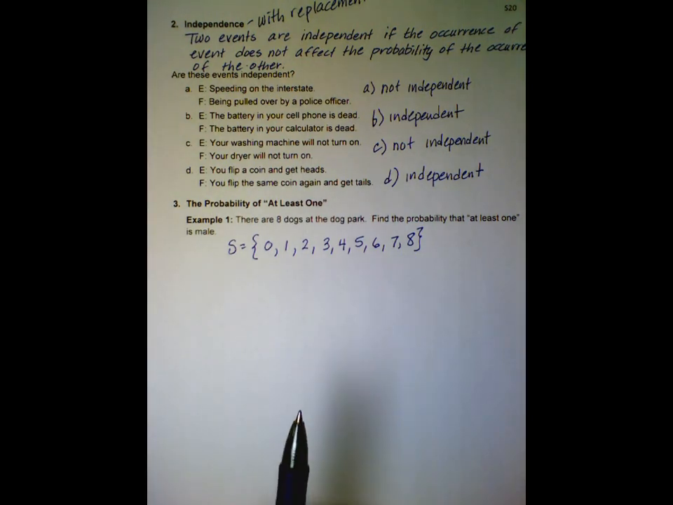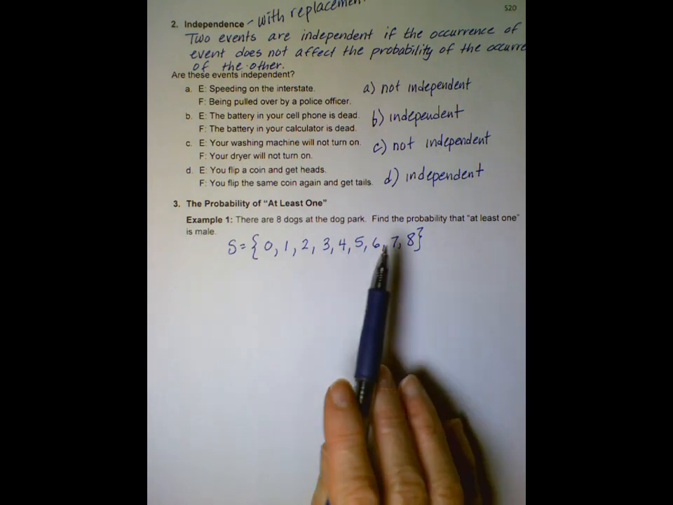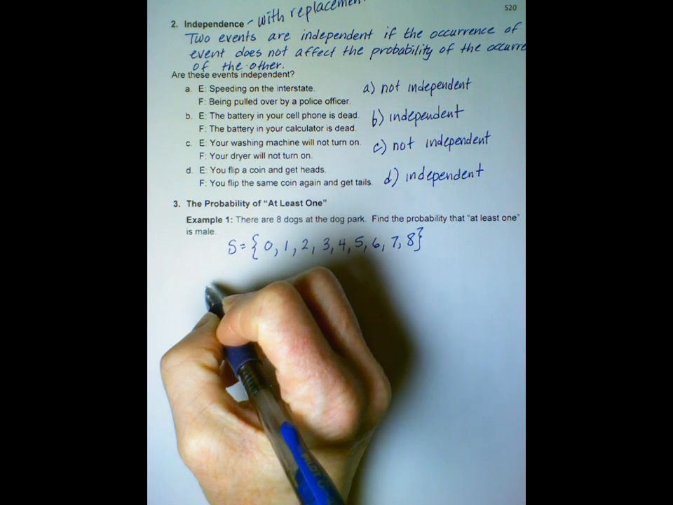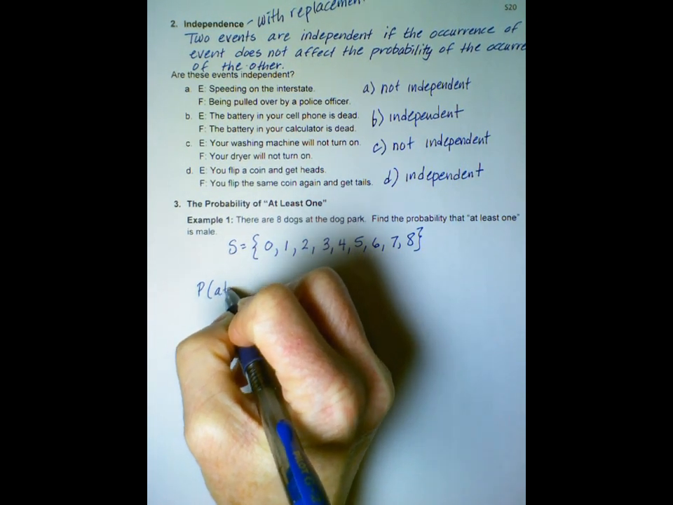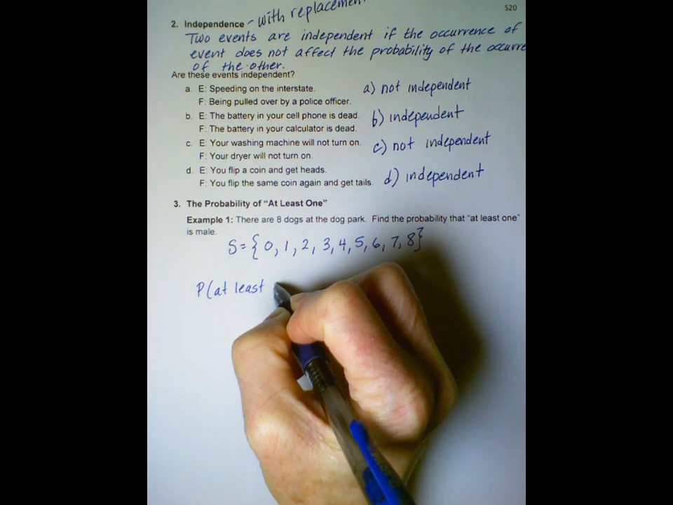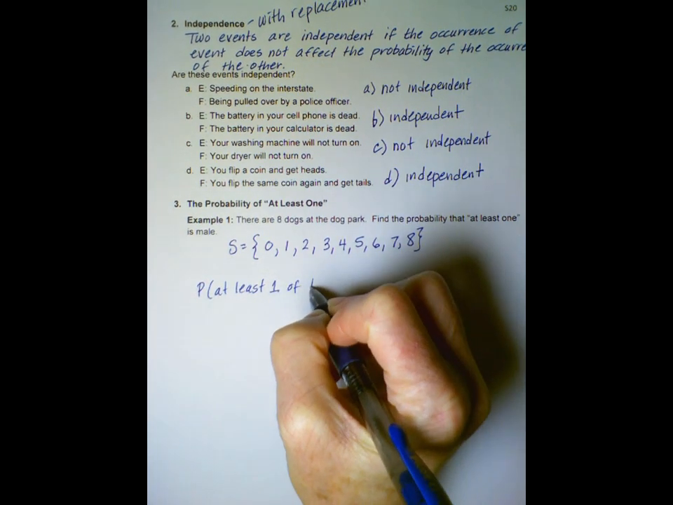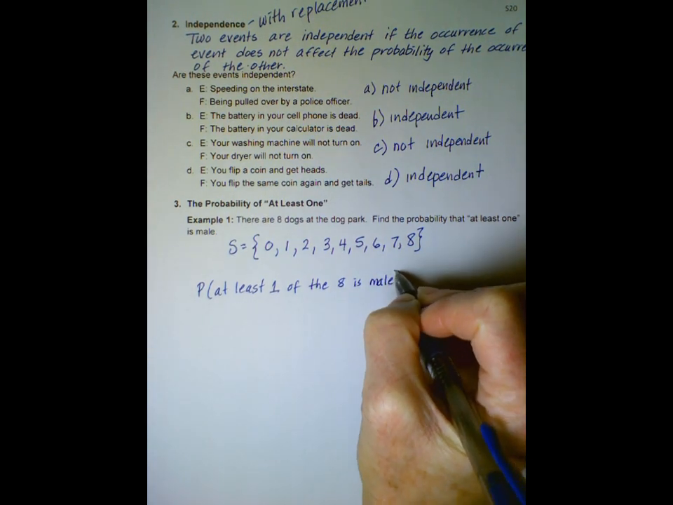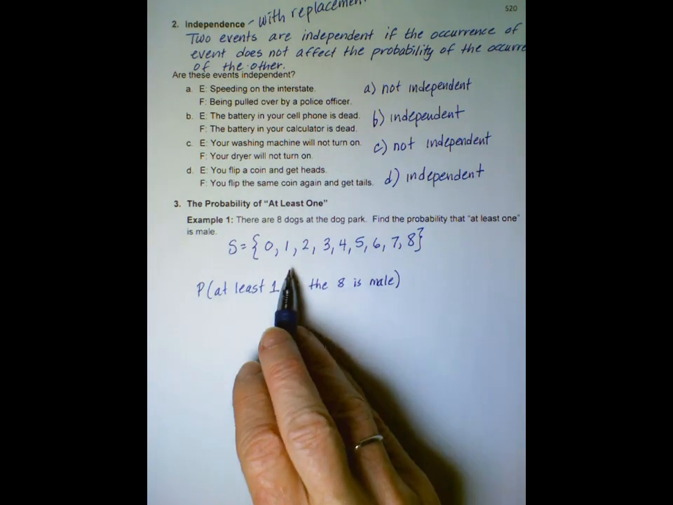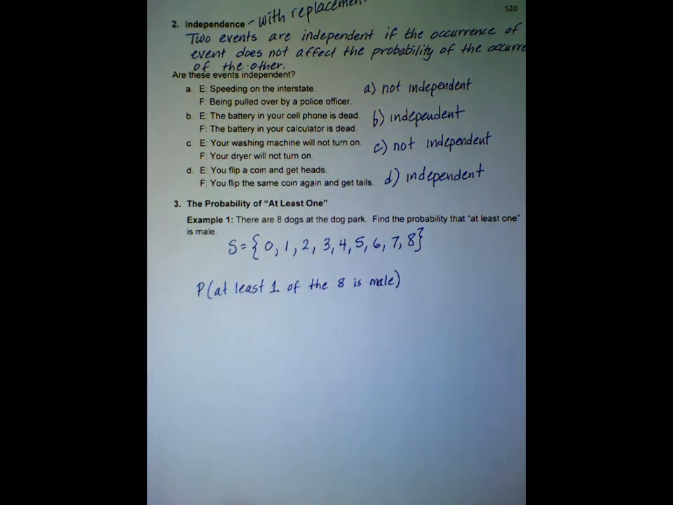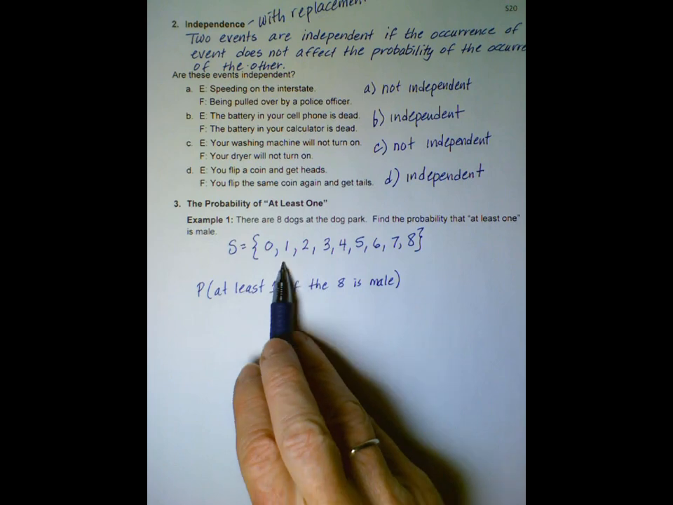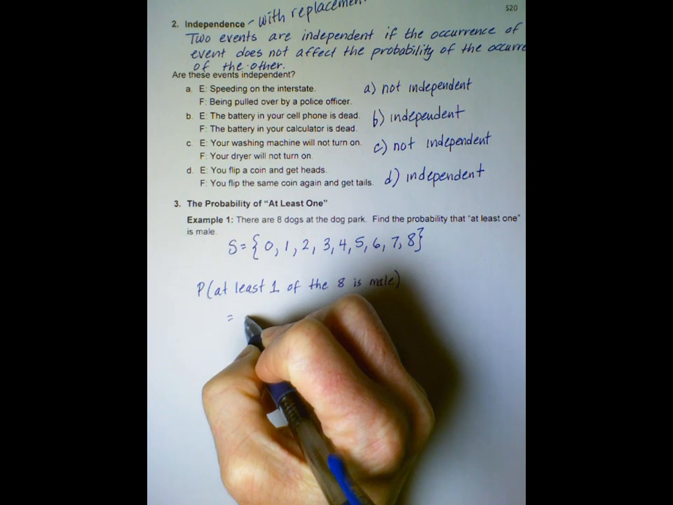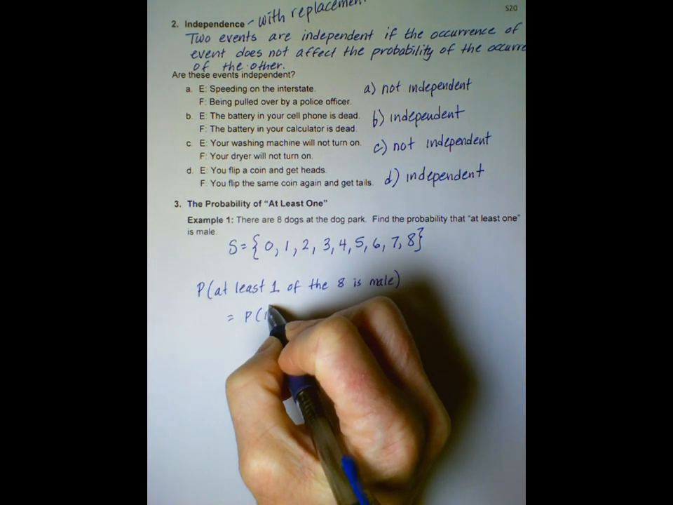So, what is the probability that at least one is male? So, the probability of at least one of the 8 is male. And in words, that's just writing that out. At least one. So which of these numbers are at least one? Well, 1, 2, 3, 4, 5, 6, 7, and 8. So we would say that's the probability that we found that 1 was male.